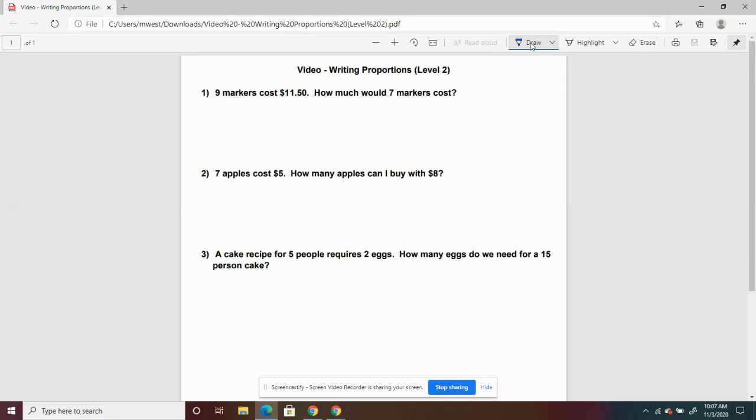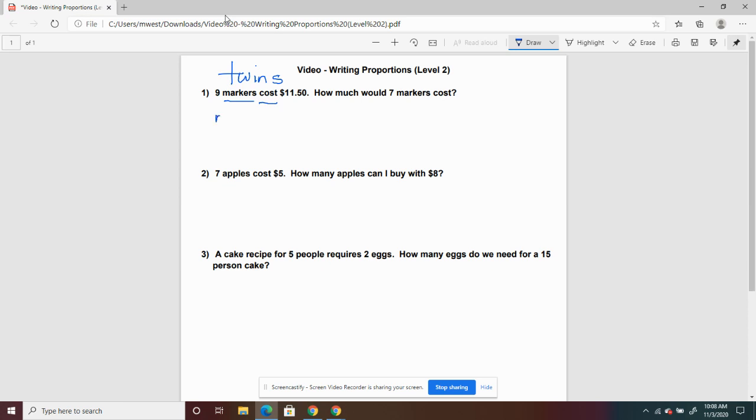This video is on writing proportions, and how I like to teach proportions. A key word that you'll hear me use a lot during this unit is twins. You have to set stuff up in proportions to where they're like each other. So if we look at this first one, we have markers and we have cost.